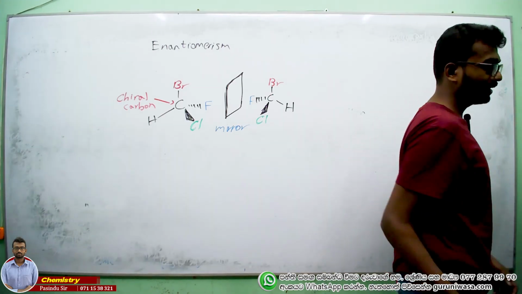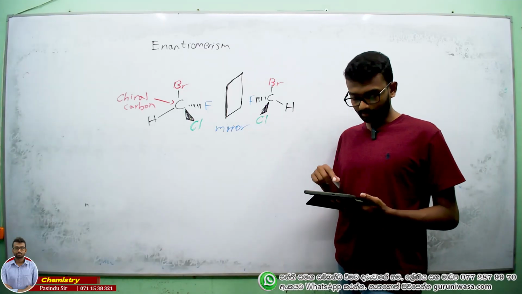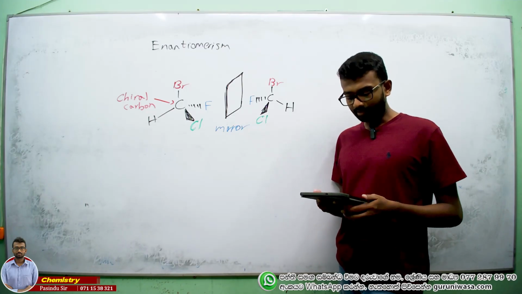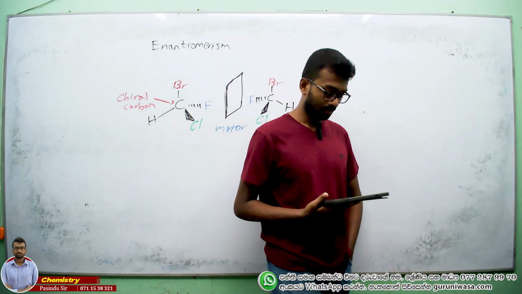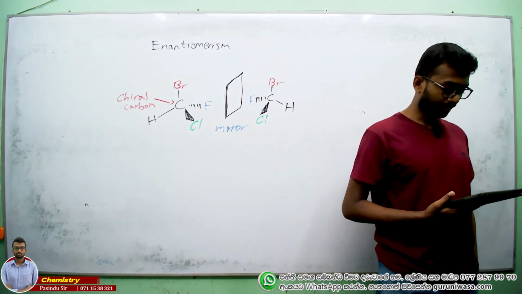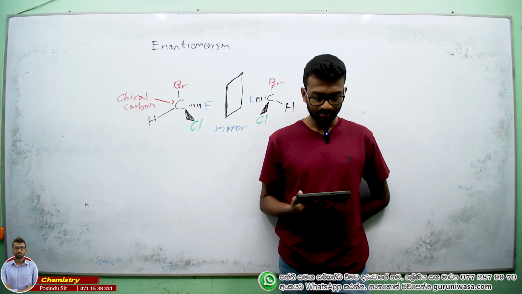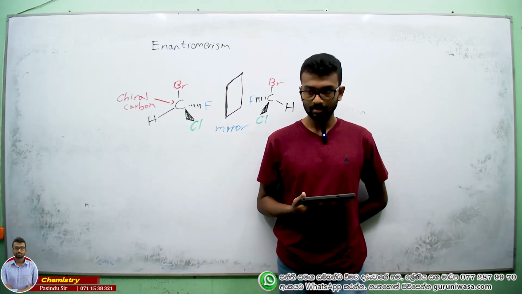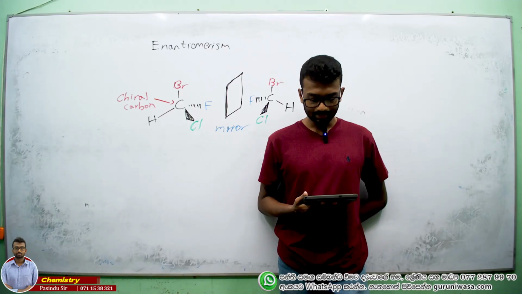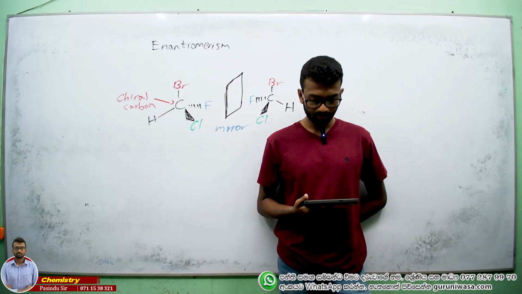Right. Then next, after drawing this one, just write down chirality center. Chirality center is a tetrahedral carbon. Write this as a paragraph. Chirality center is a tetrahedral carbon atom that is bonded to four different groups.